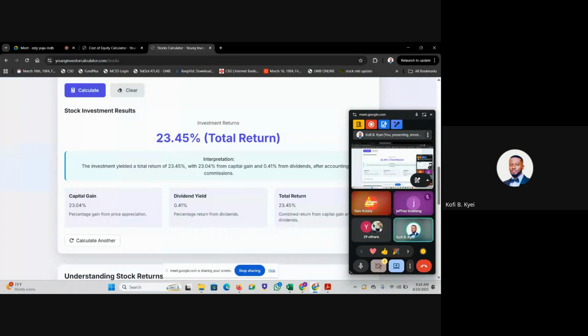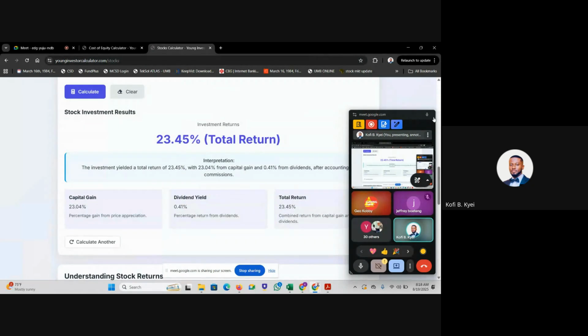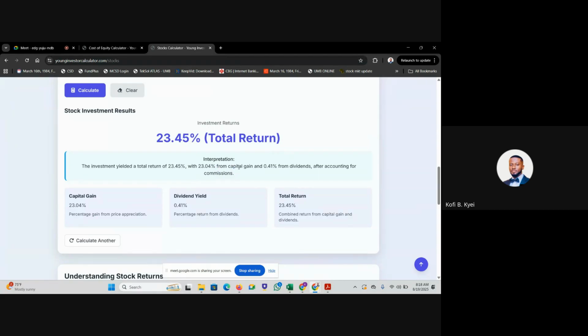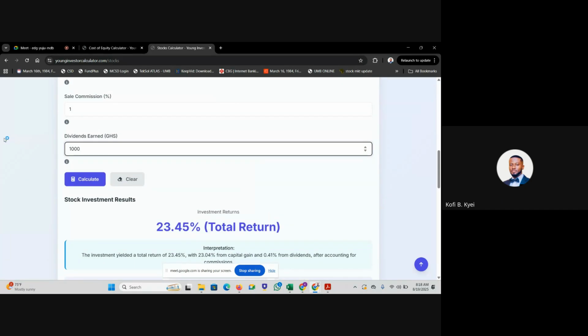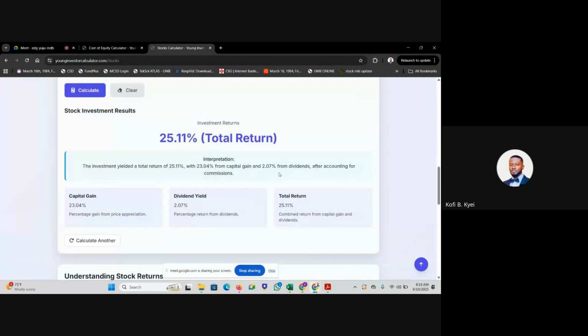involved. The total return includes the dividend. So the investment yielded a return of 23.45, with 23.04 from capital gain. Capital gain alone is 23.04, plus the dividends, which added 0.41. So it's the capital gain plus the dividend, after accounting for the commissions. So capital gain, dividend yield, and total return. You can change here. Let's say you earned a commission of 1,000. You see it goes up. Capital gain 23.04. Dividends 2.07.